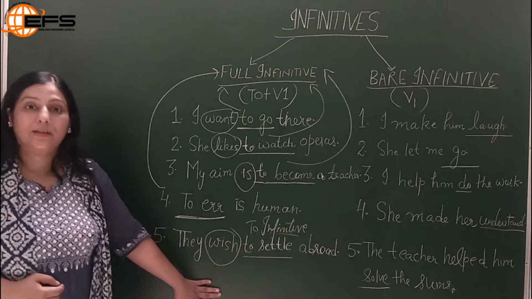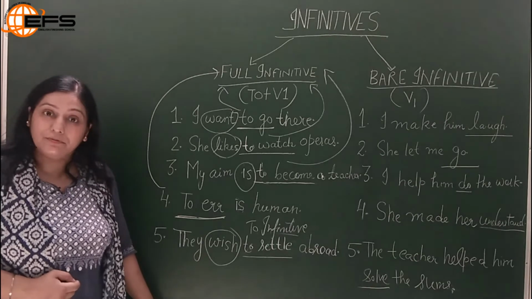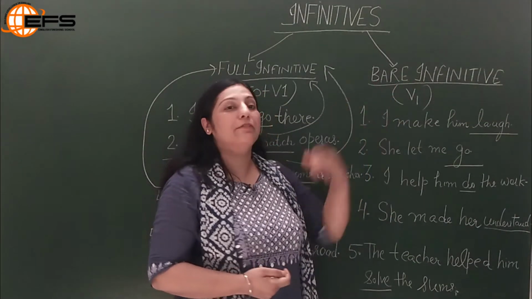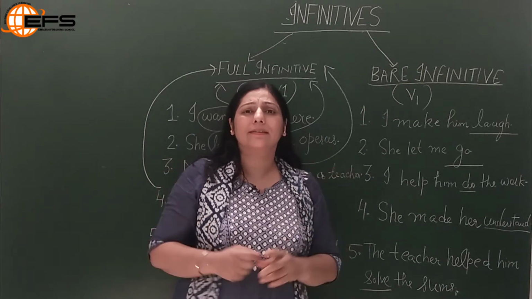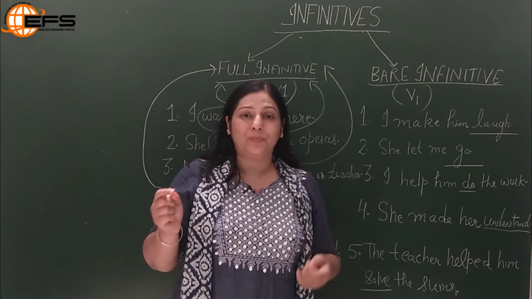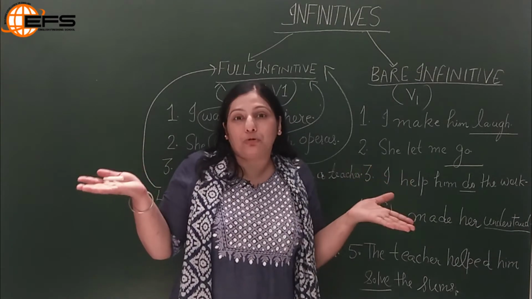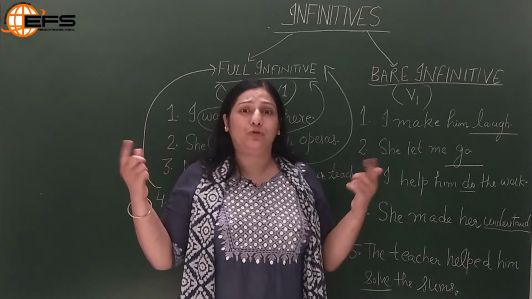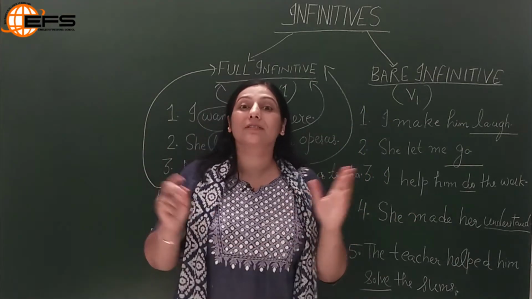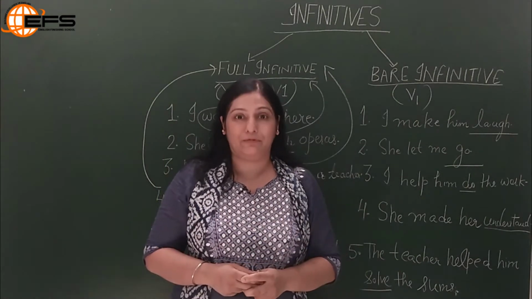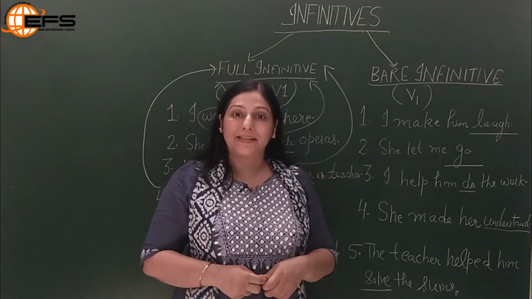So I hope you are clear about this concept of full infinitive or to infinitive. So next type of infinitive is bare infinitive. I often sing a rhyme to explain bare infinitive to my students. If I am barefoot, I am without shoe. If I am bare infinitive, I am without "to". So bare infinitive is without "to", just V1, that is the base form of the verb. So let us look at examples.